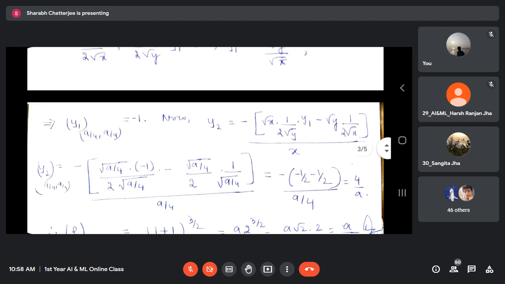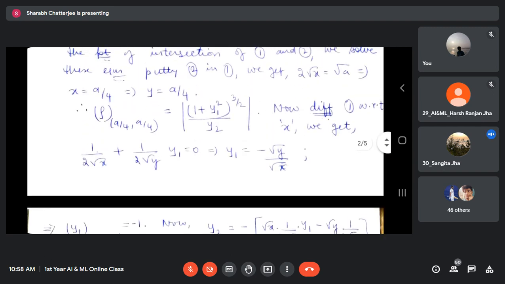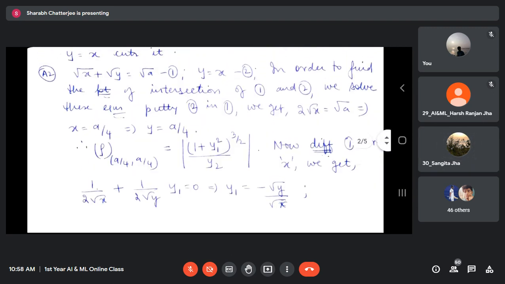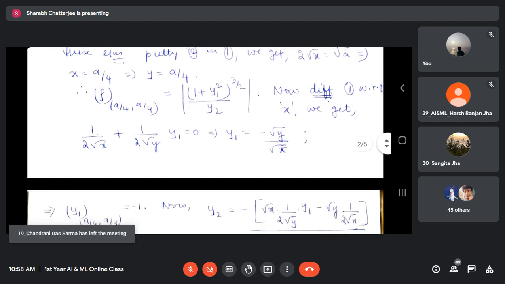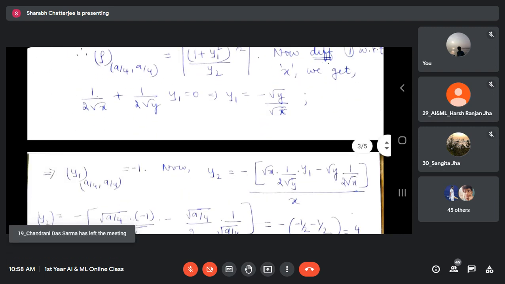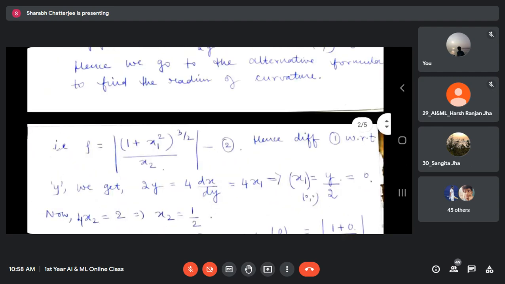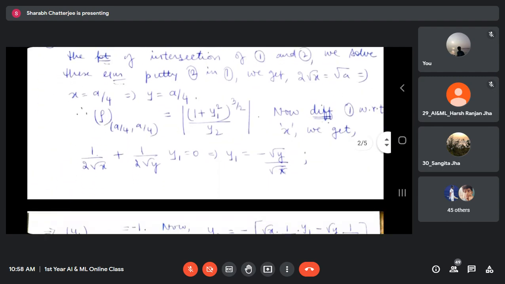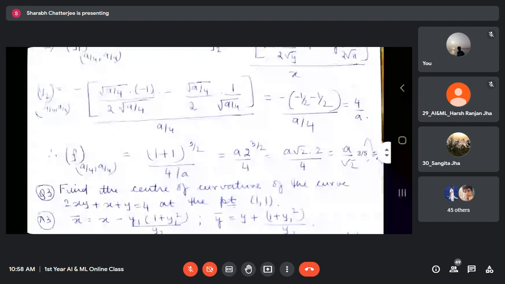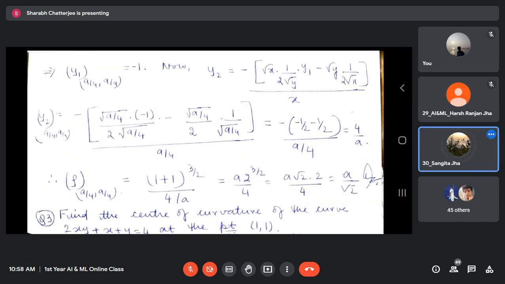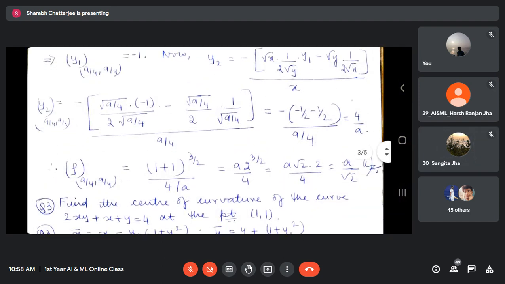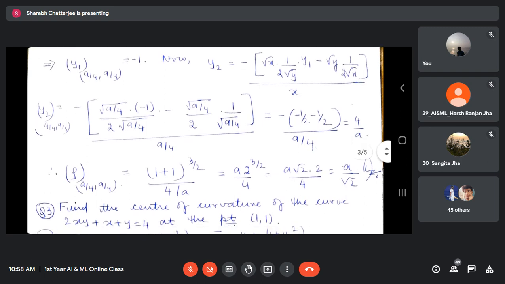This is the entire calculation. Differentiate with respect to x. y1 is -1, right? y1 at a/4 is -1, and y2 is 4/a. Correct? So when you put everything, you get a/√2. Done. Okay?